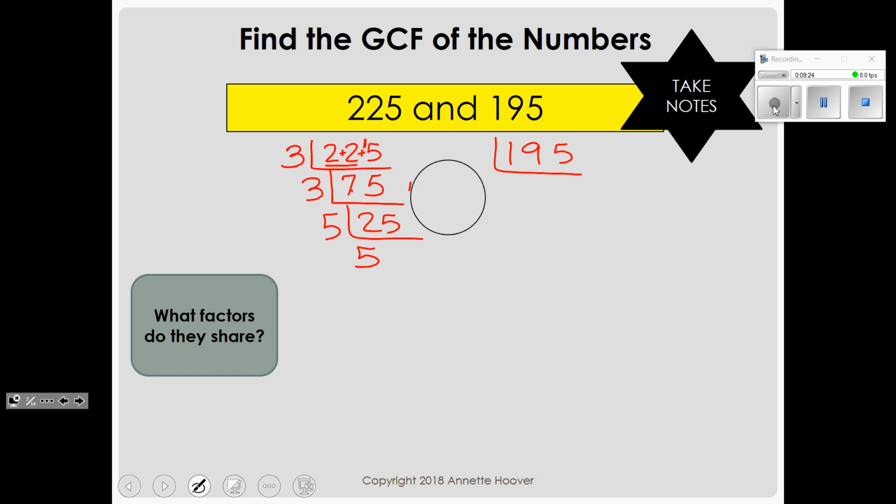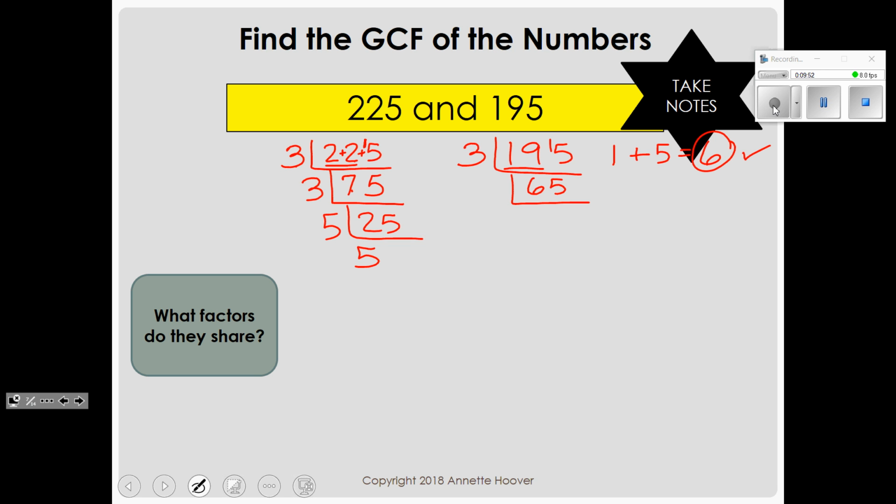For 195, is 195 even? No, it is not divisible by 2. Is it divisible by 3? Well, 1 plus 9 is 10. 10 plus 5 is 15. So we have the number 15, we add them together and there's 6. 6 is divisible by 3, so we know this is divisible by 3. 19 divided by 3 is 6, which would be 18 with a remainder of 1. Now we have 15 divided by 3, which is 5.